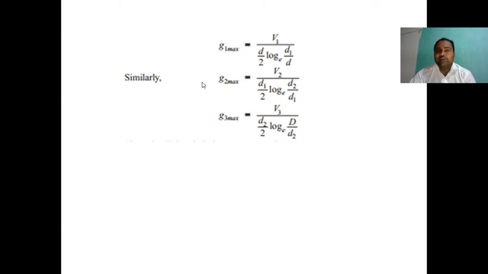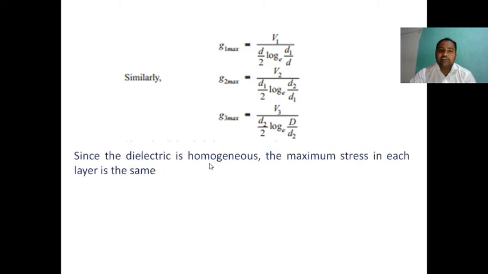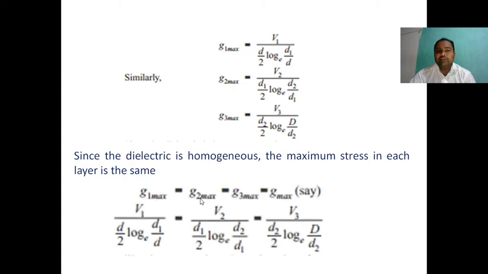From the formulas we can easily derive G1 maximum, G2 maximum and G3 maximum. Since the dielectric is homogeneous, the maximum stress in each layer is the same. This is very important. The dielectric is homogeneous, so the maximum stress in each layer is the same. G1 maximum is equal to G2 maximum, and G2 maximum is equal to G3 maximum. That is the maximum potential gradient.